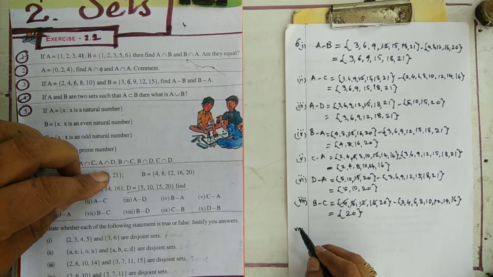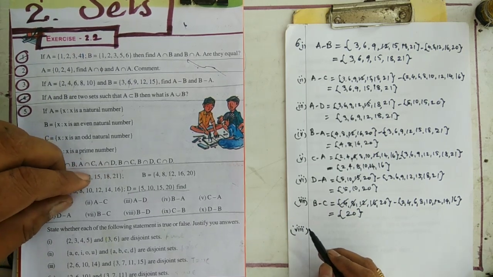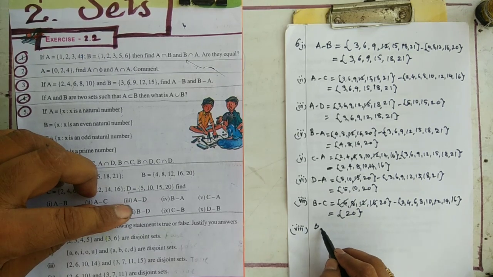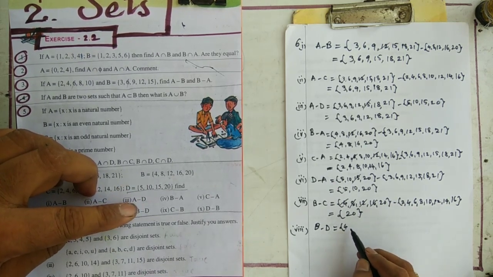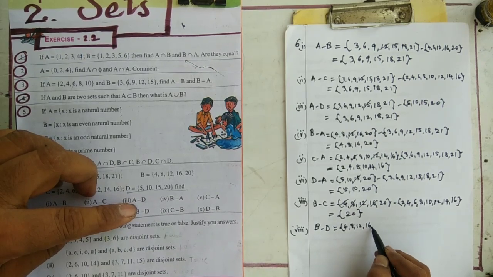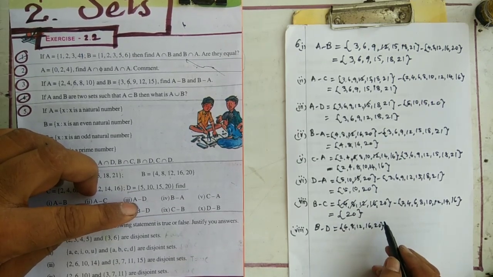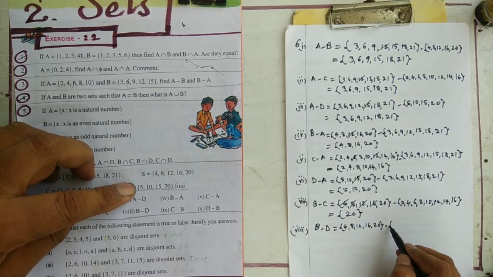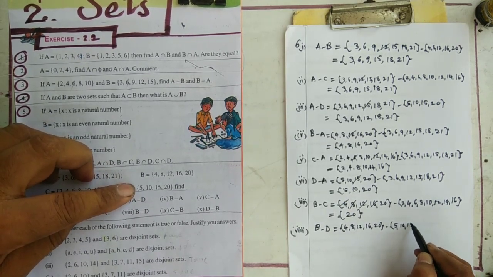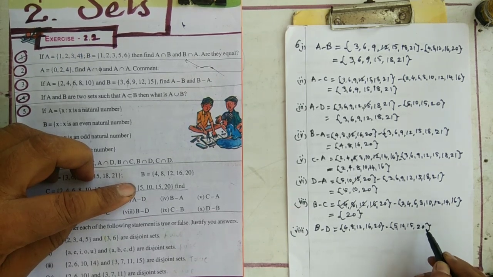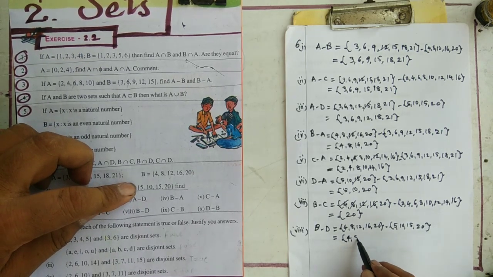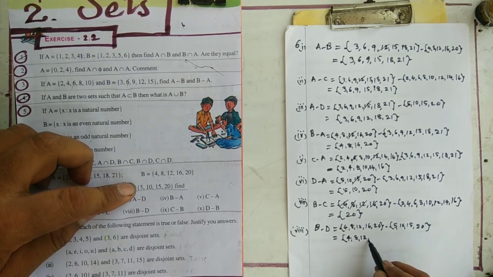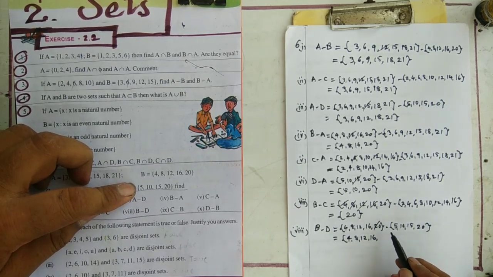Next, eighth, B minus D. B is 4, 8, 12, 16, 20. D is 5, 10, 15, 20. So 20 is common, and the remaining are 4, 8, 12, 16.